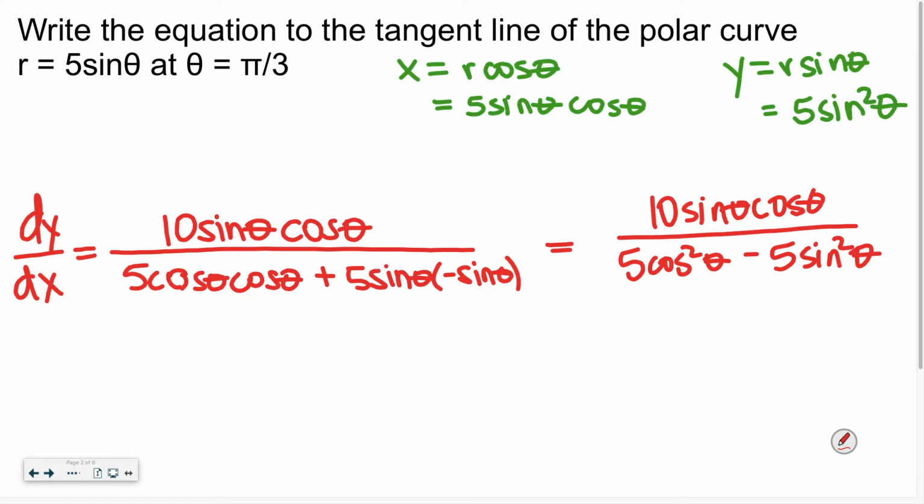But what we need to do is figure out our xy coordinate and our slope so that we can write the equation of the tangent line. But just pause for right now. Are we okay with the process for dy/dx? Yeah. Yes.